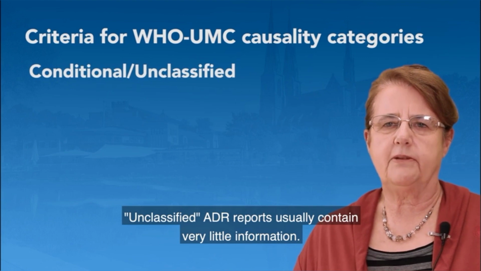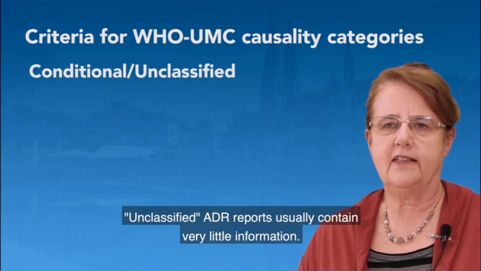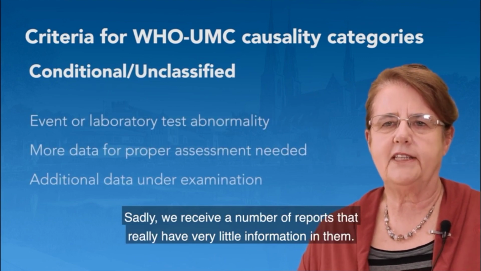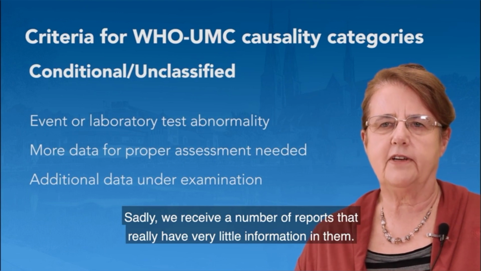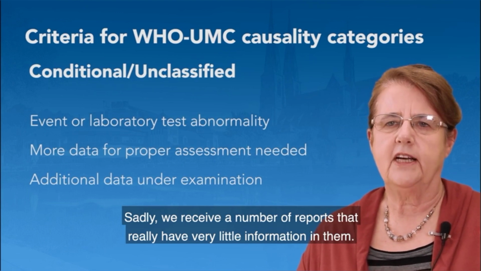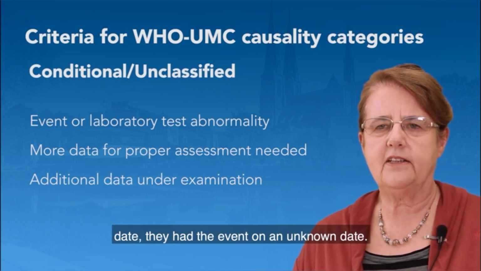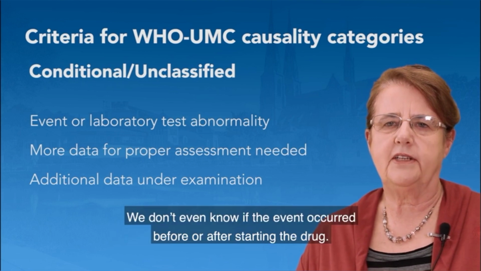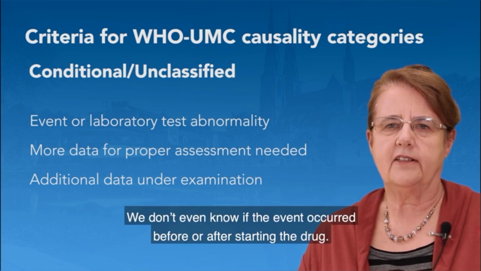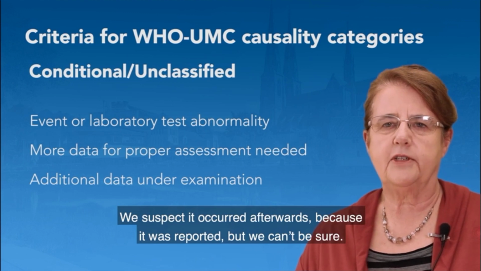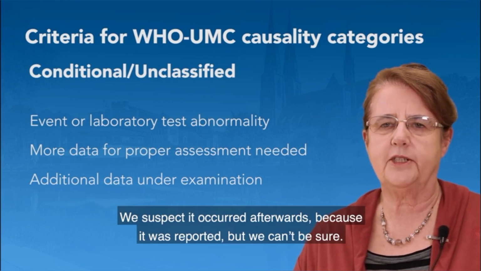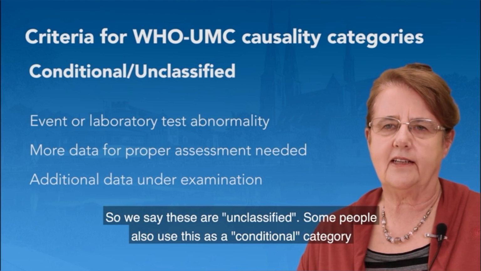Unclassified adverse reaction reports usually contain very little information. Sadly, we receive a number of reports that really have very little information in them. For example, we might have reports that say that the patient took the drug on an unknown date. They had the event on an unknown date. We don't even know if the event occurred before or after starting the drug. We suspect it occurred afterwards because it was reported, but we can't be sure. So we say these are unclassified.